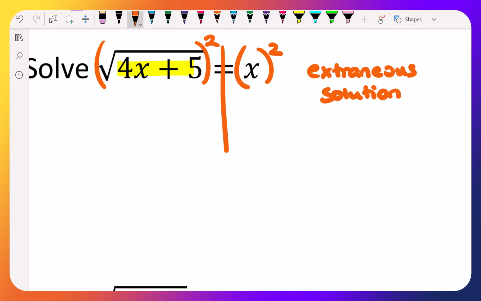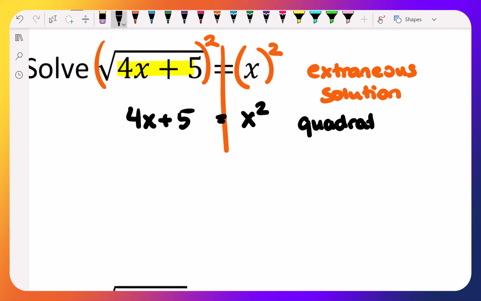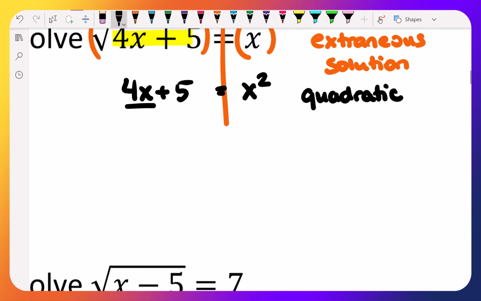So when you square a square root, you're fine. So that's just 4x plus 5. But if you square a variable, it creates one of these extraneous solutions. Now, this one is similar to the first one in that it's quadratic, but it has a linear term. If it has a linear term, you cannot solve for x squared. You're going to have to make it equal to 0, and you're going to have to factor it.